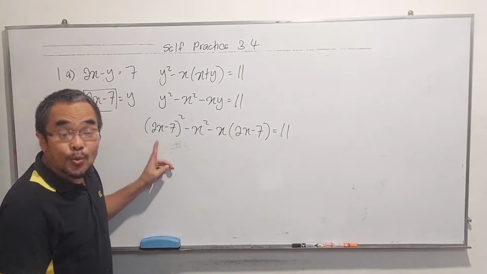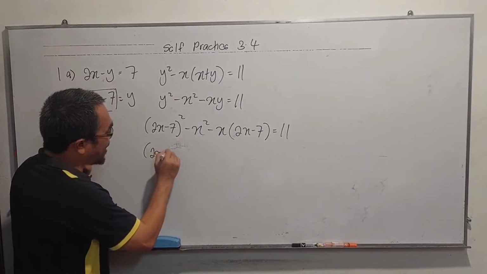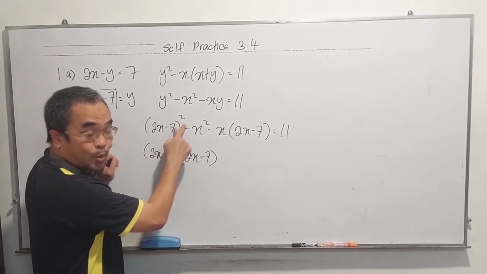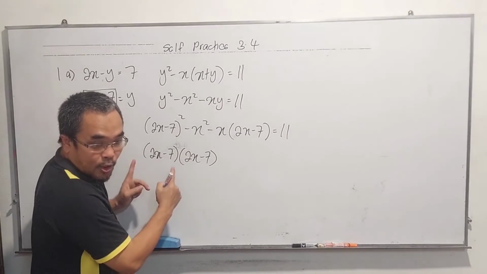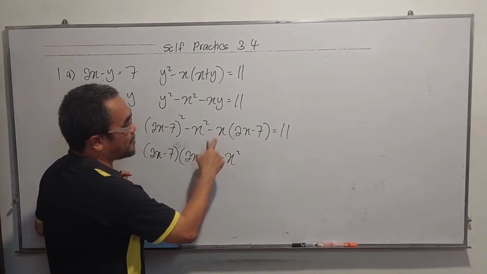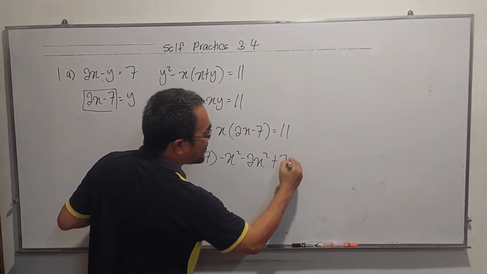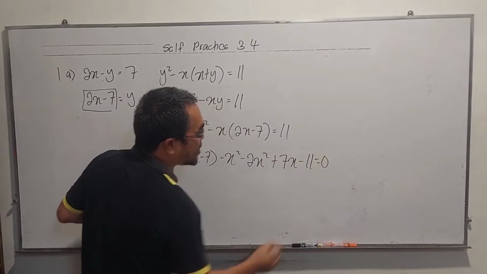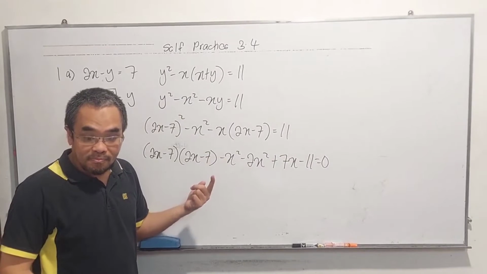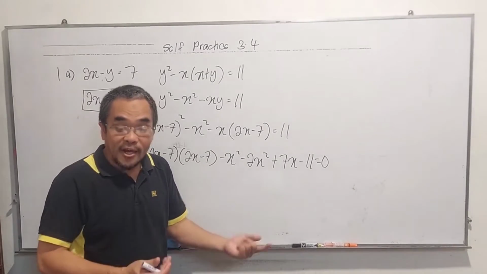Alright, so how do you expand this bracket? You have to write twice. You have to write down 2x minus 7 times 2x minus 7. Okay? Because square is outside here, you copy the 2, not plus and minus. No, not this one. So minus x squared. Then you expand this: you get negative 2x squared, negative x times negative 7 will be 7x, minus 11 equal to 0. Why do I move 11? Because this is a quadratic equation, like what you learned last night. In order to solve a quadratic equation, you have to make it into general form.